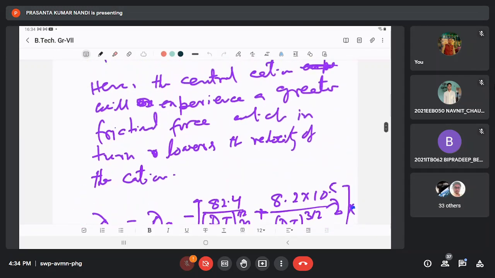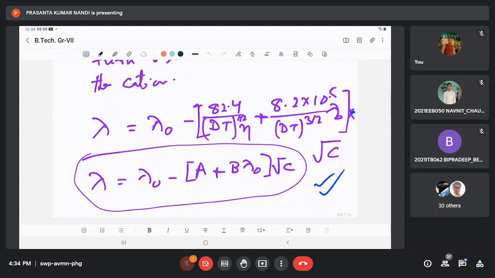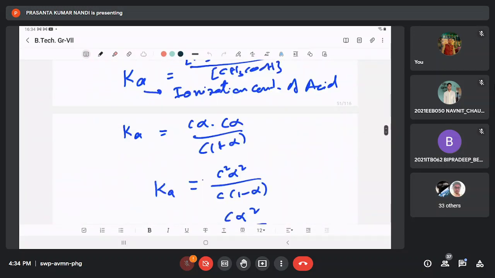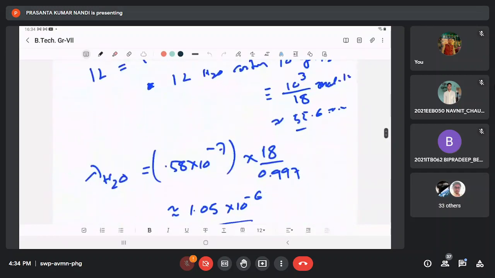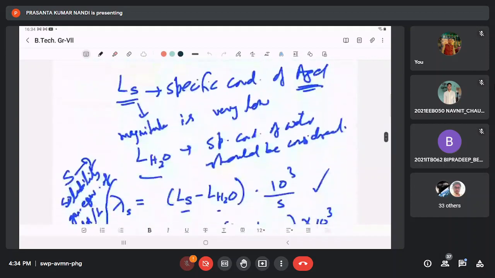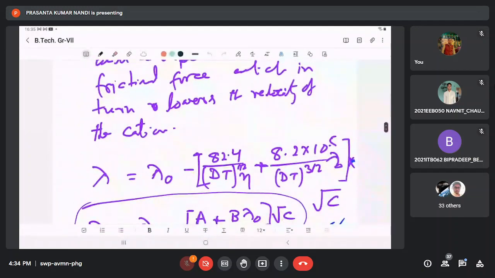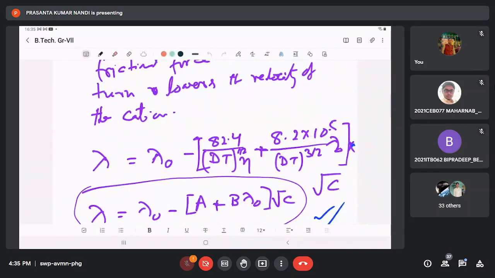So the first term and the second term, which one is the electrophoretic effect? The first one is the electrophoretic effect term, and the second one is the term due to the relaxation effect. Okay, today we'll not discuss any more. These are the two terms. One arises from the electrophoretic effect, another from the relaxation effect. So each term appears, you can remember: the first term corresponds to the electrophoretic effect, and the second one is the relaxation effect.